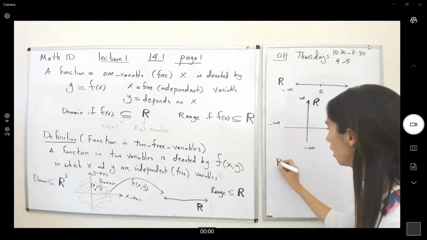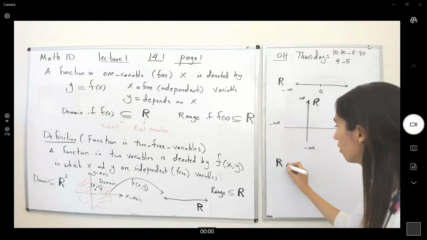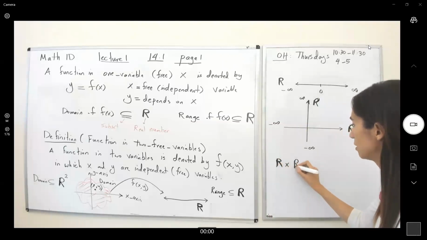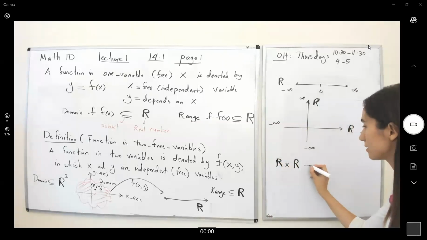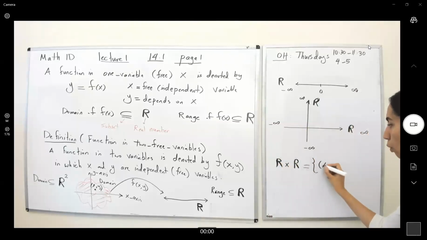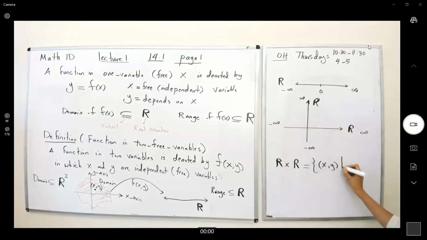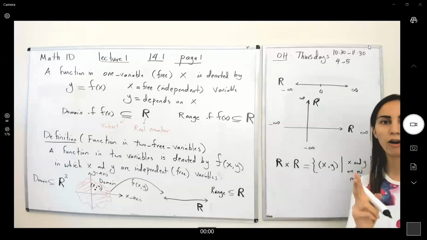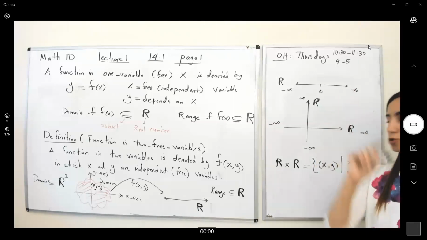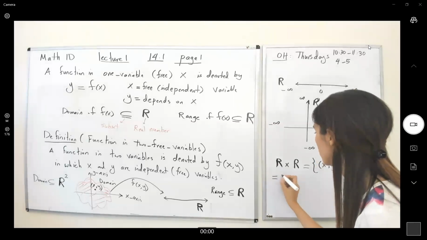We say that R cross R, or the Cartesian product between two real lines, is the set of all points (x, y) such that x and y are just real numbers. Since it's the cross product of R and R, we assign exponent 2 to it. And we say that this is equal to R squared.